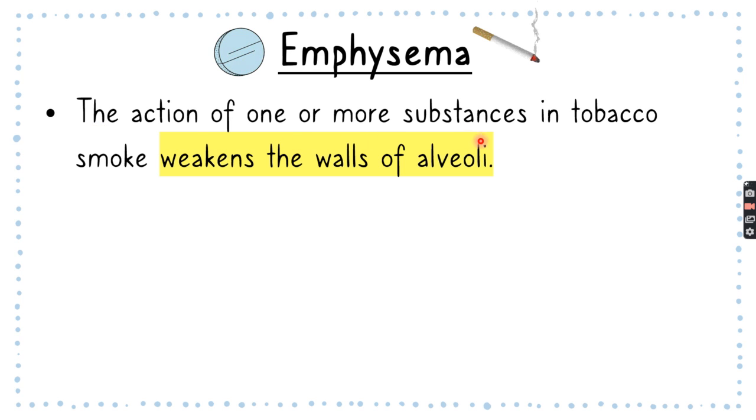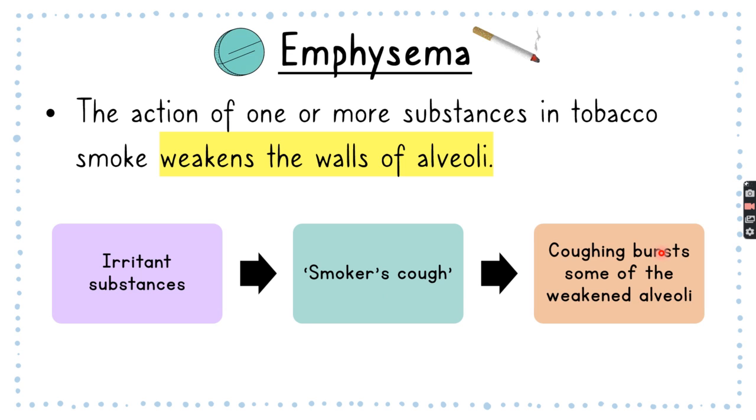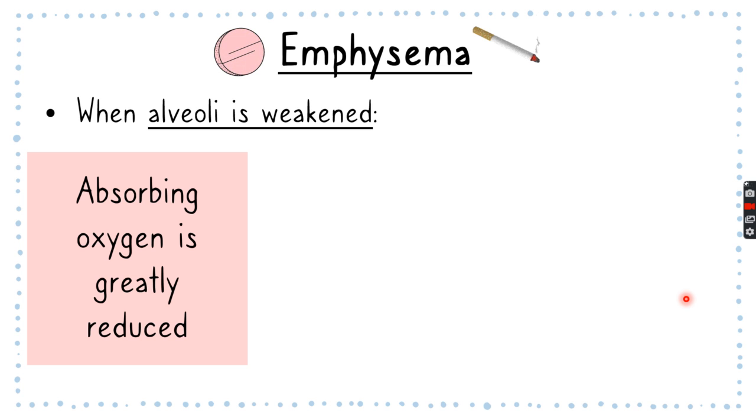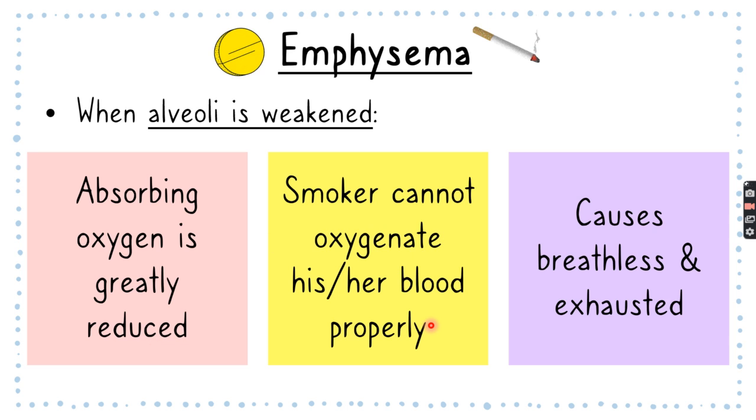The action of one or more substances in tobacco smoke weakens the walls of the alveoli. Irritant substances will cause the smoker's cough, and coughing bursts some of the weakened alveoli, therefore breaking the walls. And when alveoli are weakened, absorbing oxygen is greatly reduced. The smoker cannot oxygenate his or her blood properly. Therefore, this is why it can cause breathlessness, and the person can even feel very, very exhausted.